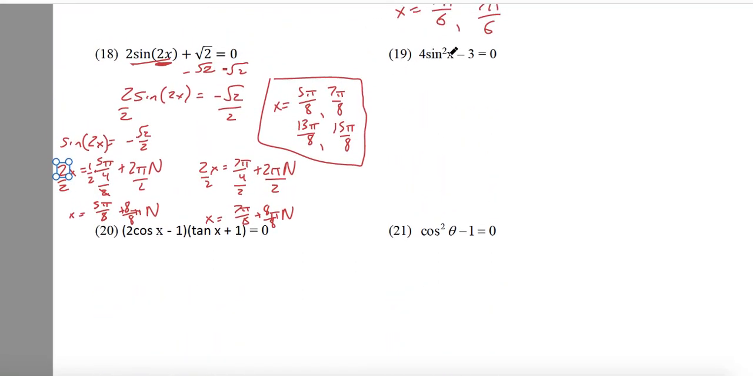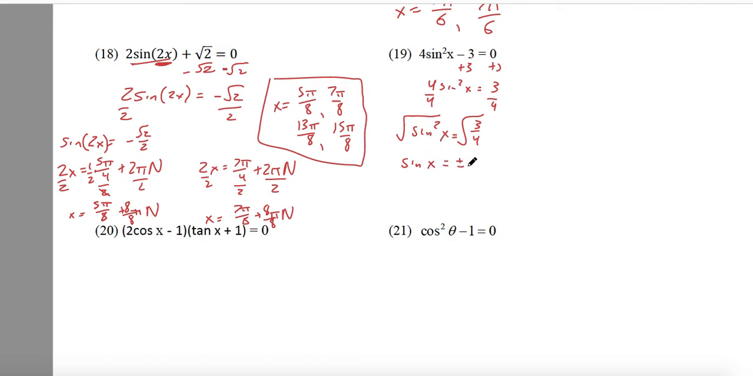Okay, so moving right along, we've got 4 sine squared x minus 3. So got to get sine squared x by itself, so add 3. 4 sine squared x equals 3. Divide by 4. That's sine squared x equals 3/4. Remember when we squared, we have to square root it.